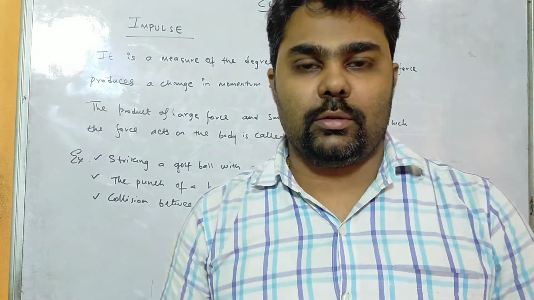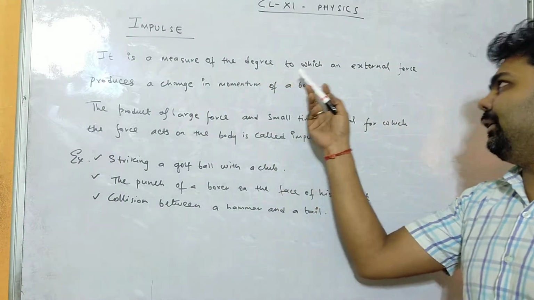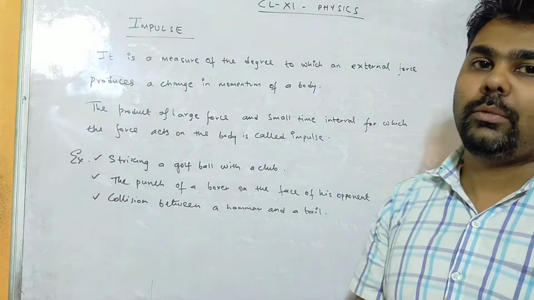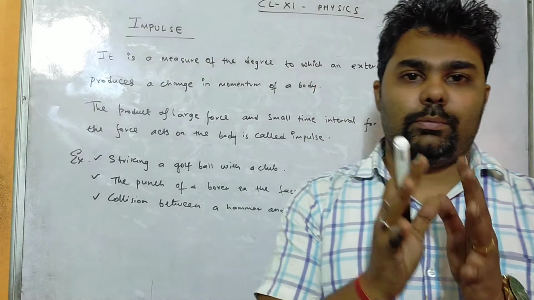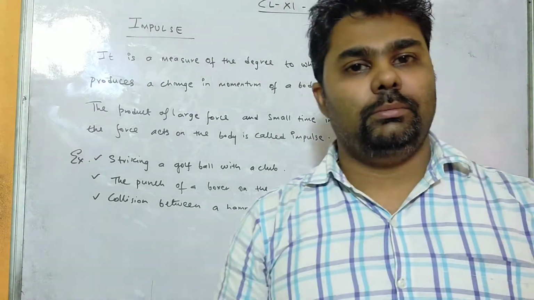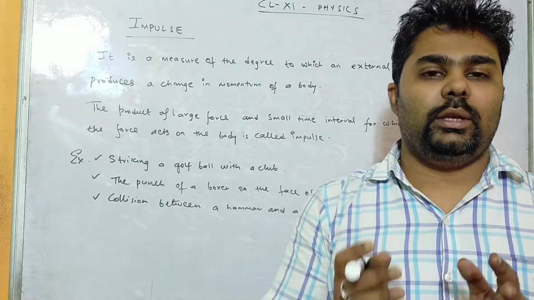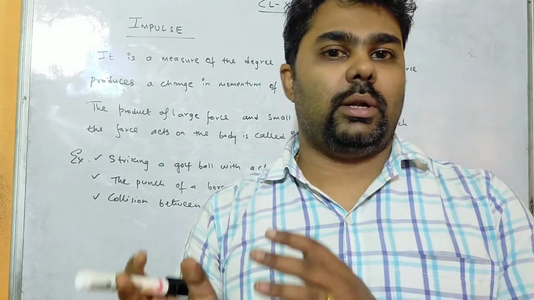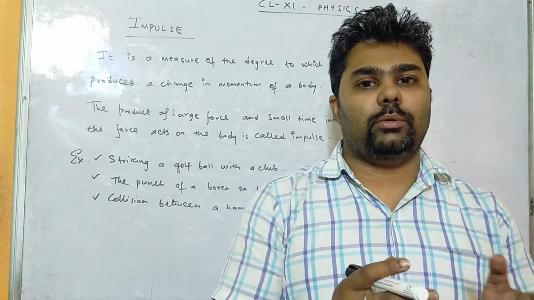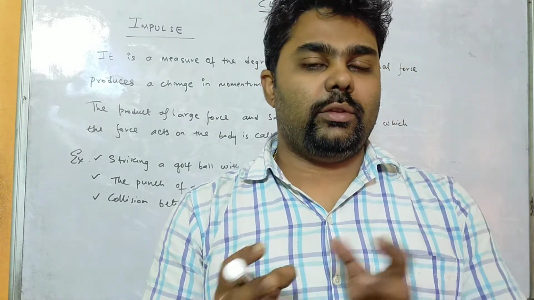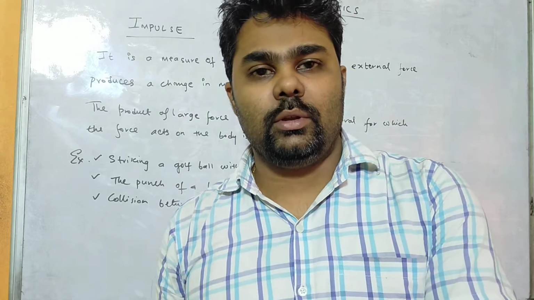So what is an impulse? It is a measure of the degree to which an external force produces a change in momentum of a body. If a force is being applied on a body, then definitely the momentum of that body will change. Initially, if it was at rest, after application of force the object will start moving. That means it will gain some velocity. So the initial velocity was u and the final velocity was v.